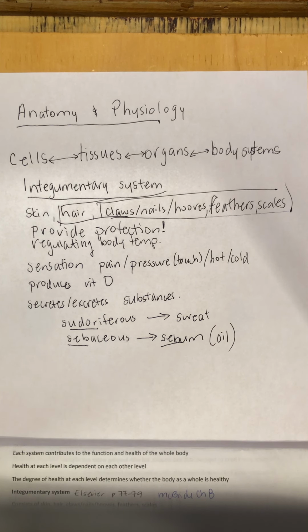Hair can serve as protection in terms of waterproofing, and then claws, nails, and hooves are absolutely a source of protection in terms of defense, right? If you've ever been scratched by a cat, or clawed by your dog's nails, or kicked by a horse's hoof, you know that those things can cause damage. So as well as the protection that the skin provides to the underlying layers, we also have defensive protection through those claws, nails, and hooves.